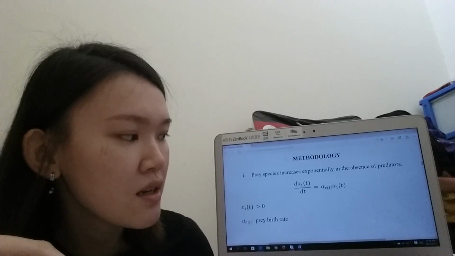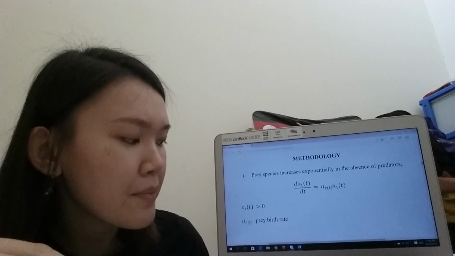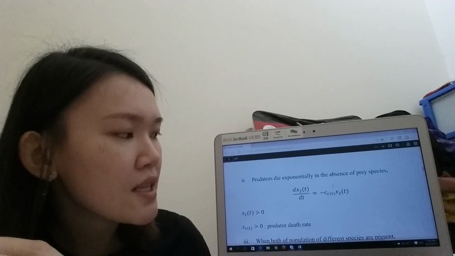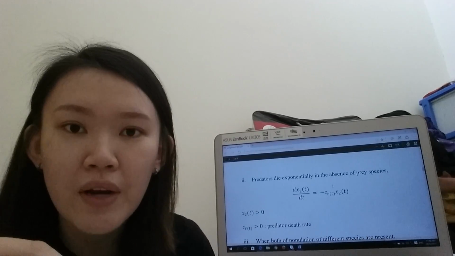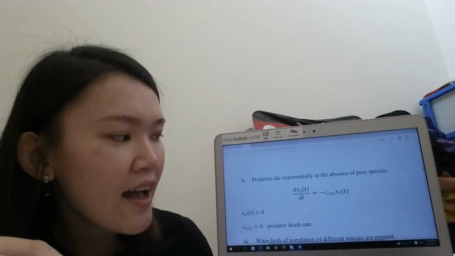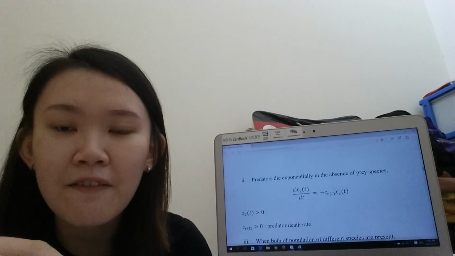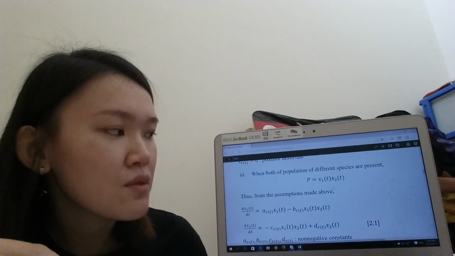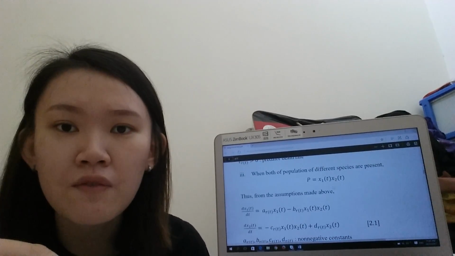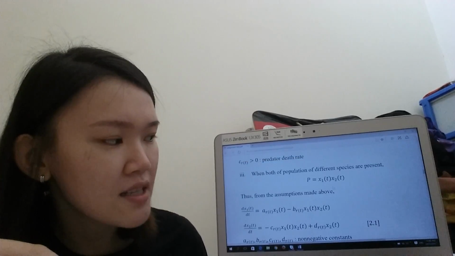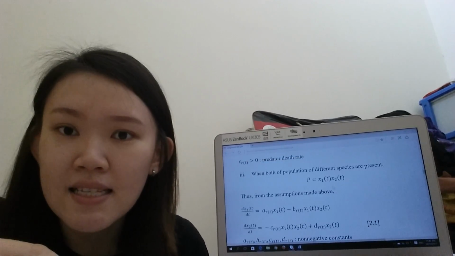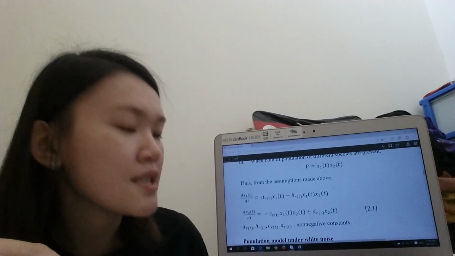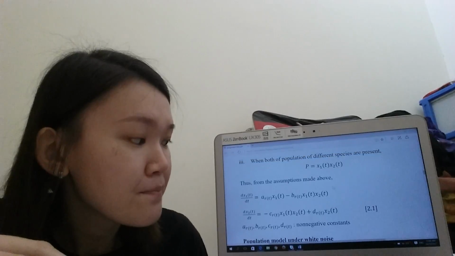will get this formula, and aRT represents the birth rate of the prey. For the second assumption, the predator dies exponentially in the absence of the prey species, and cRT represents the death rate of the predator. And the last assumption is when both populations of the species are present, and we will get this formula. And from these three assumptions, it can form two formulas for the prey and the predator.